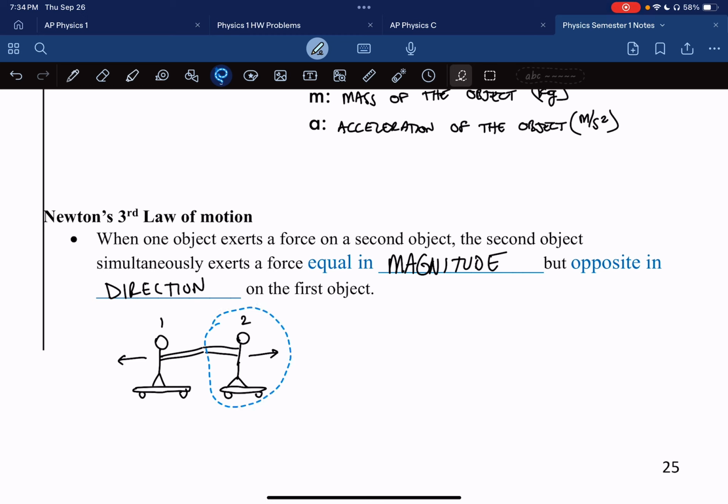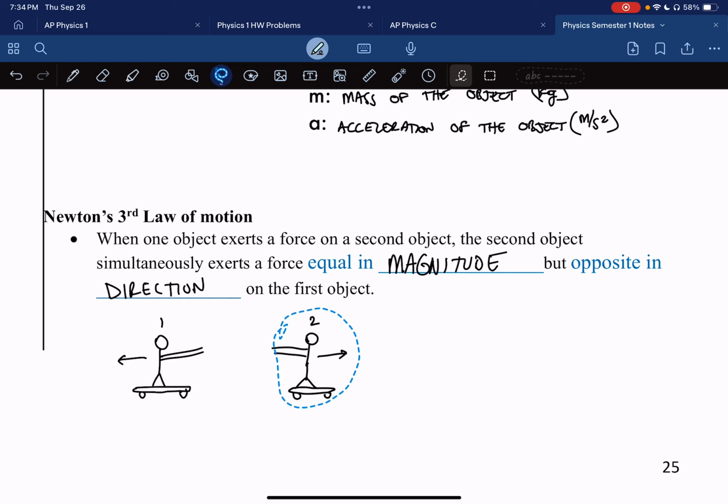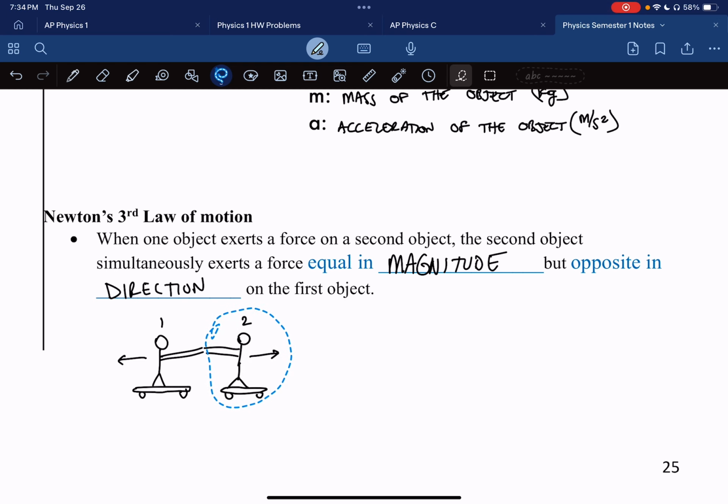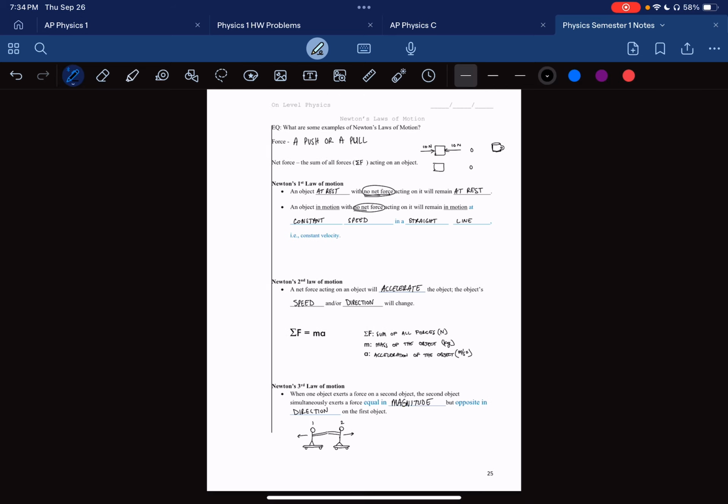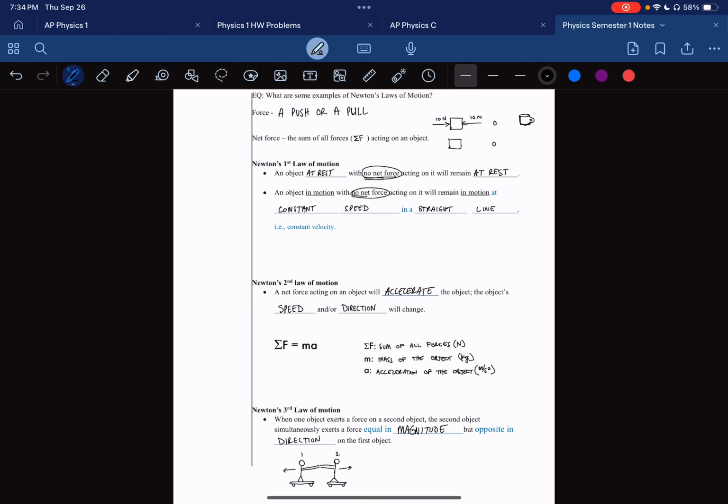So after they get pushed, this person will go this way, and that person will go the other way. I can't move them both, but anyway, there it is. Cool. That is Newton's laws of motion.